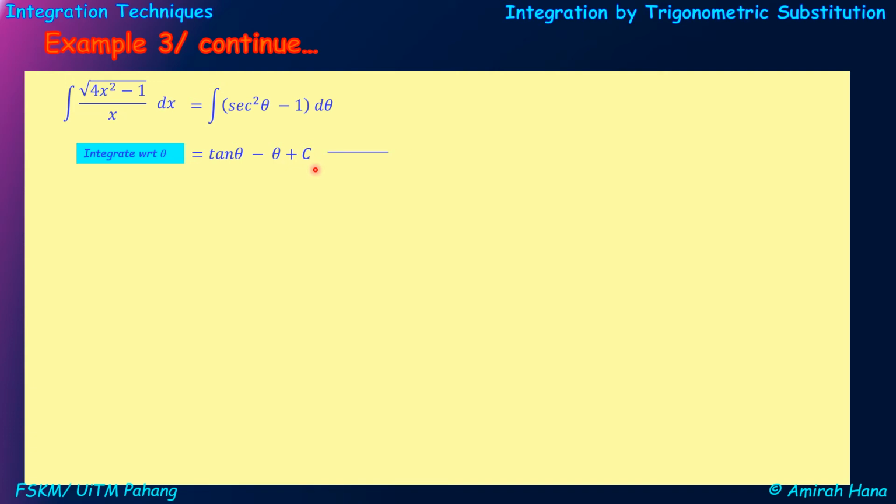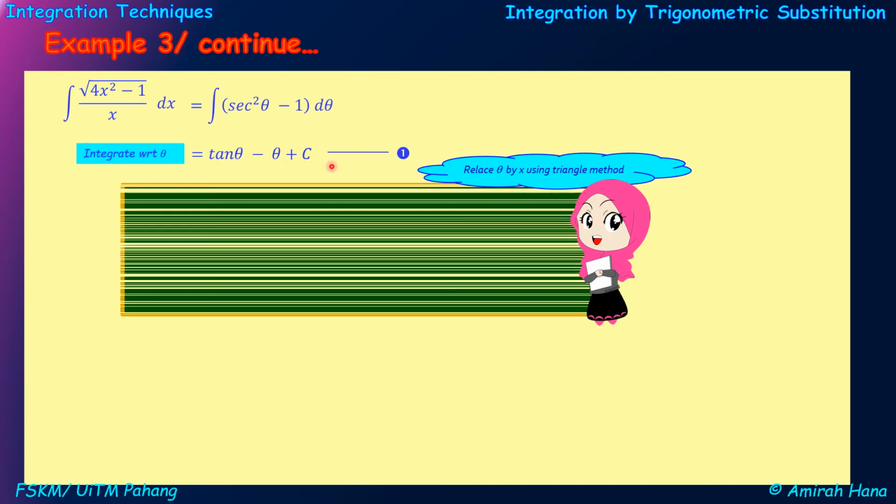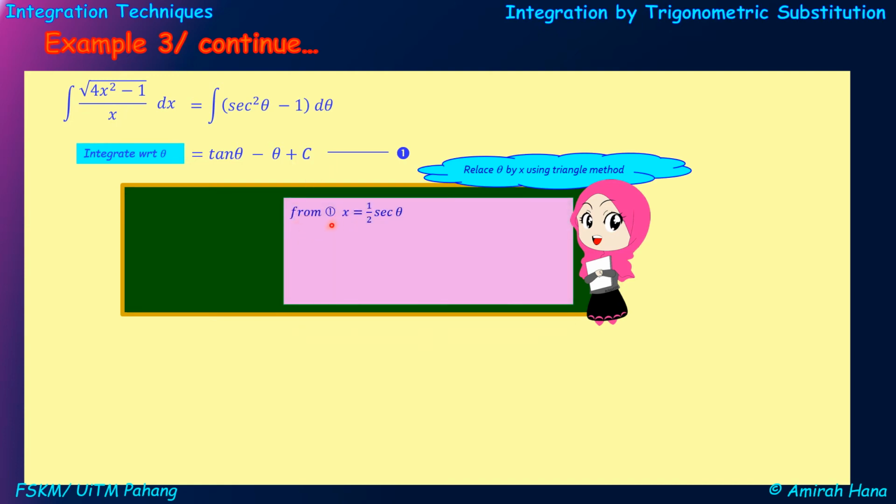So we can write this as equation 1. From here, we can replace theta by using the triangle method. We start with the first step from the previous slide. From the first step, we have x equals half sec theta. So we write sec theta as the subject. We move the denominator 2 to the left-hand side, so we get 2x, which means 2x over 1.